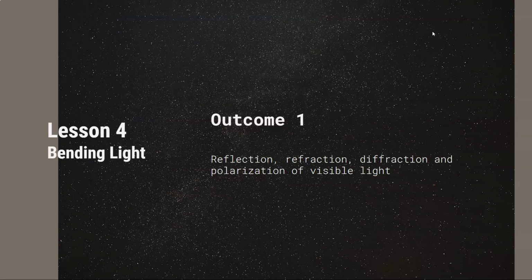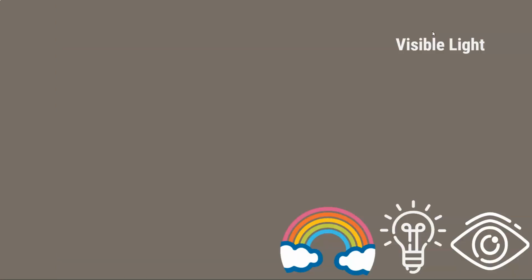Today we're going to talk about reflection, refraction, diffraction, and polarization of visible light. Prior to this, we have been focusing on things like radiation, so one end of the spectrum. Now we're going to look at visible light, which is in the middle of the spectrum, and talk about the different ways it can be bounced around or moved.